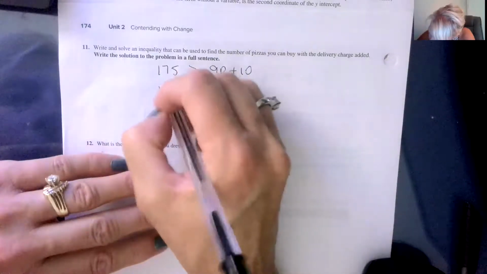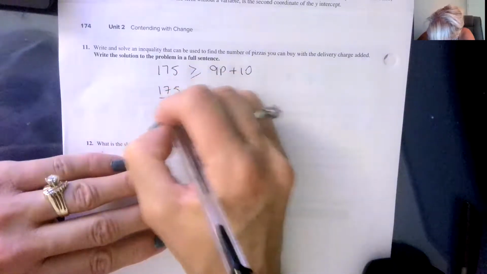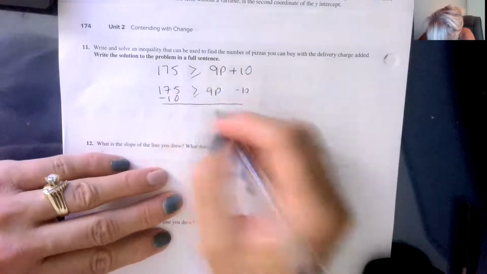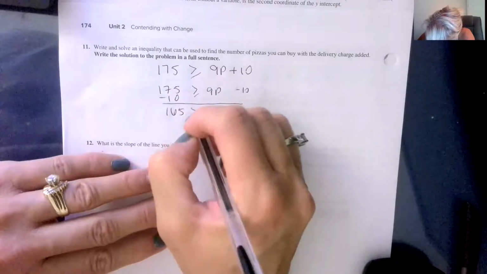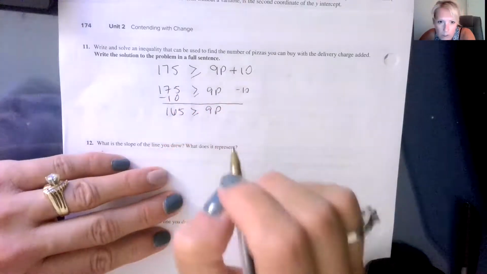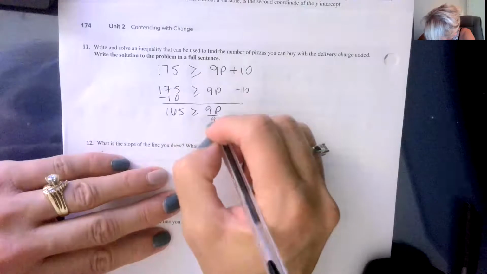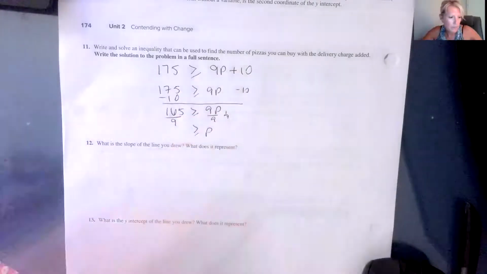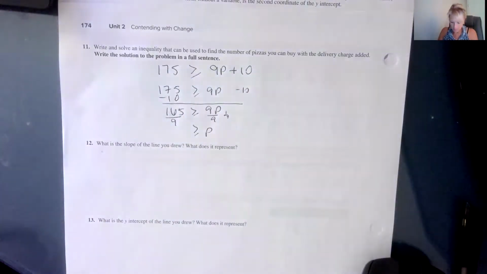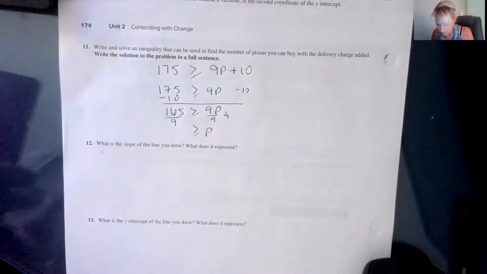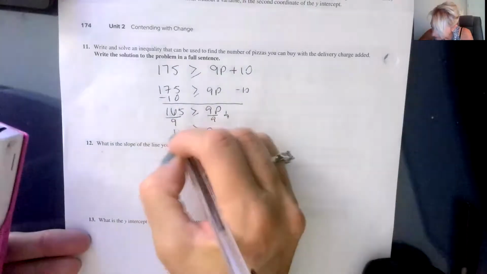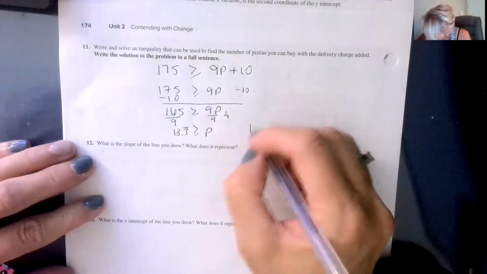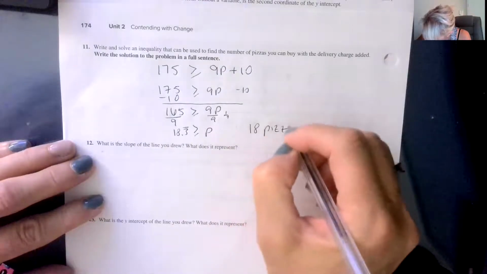So we know if we take the 175 and subtract that $10 delivery fee, we'll have $165 left to spend, right? And then if we divide both sides by 9, we have 165 divided by 9. And so it says 18.33, but we have to have whole pizzas, so 18 pizzas.